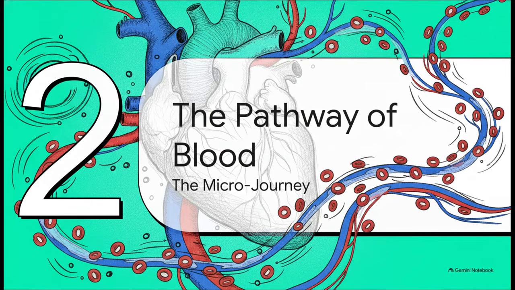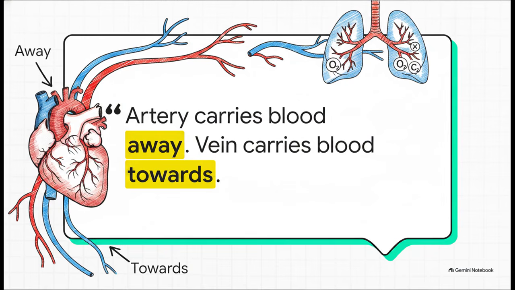Moving right along to section 2, the pathway of blood. Let's take a little micro journey. Before we trace that path, though, we really need to address that myth from the beginning of our explainer. The absolutely crucial point you need to know is that arteries and veins are defined by the direction of blood flow, not by how much oxygen they have. Think of it like this. Artery starts with A, right? So artery equals away from the heart. Vein means towards the heart. This is exactly why the pulmonary artery carries deoxygenated blood away to the lungs, and the pulmonary vein carries oxygenated blood back to the heart. Nail this rule down, and you bypass one of the biggest student errors out there.